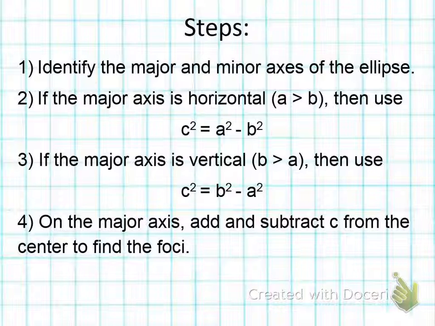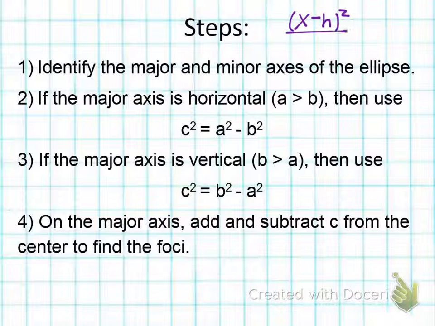The first thing you're going to do is identify if the major axis is horizontal or vertical. It's horizontal exactly when the number that goes with the x is bigger, right? So if A is bigger than B, it's going to be stretched more horizontally. If B is bigger than A, it's going to be stretched more vertically, so we say the major axis is vertical. Okay, you would then use one of these two equations to find c squared. And then the square root of that is c. That's the distance that you add or subtract from the center to find the focus points.